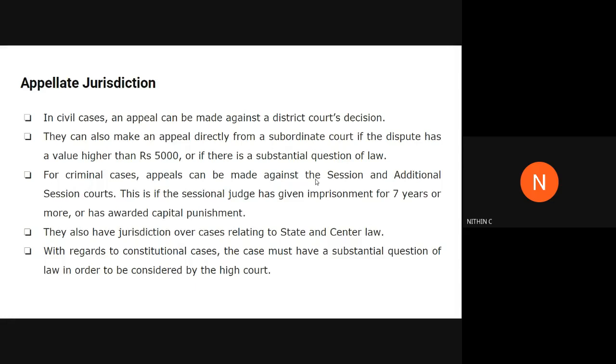For criminal cases, appeals can be made against the session and additional session court. ഈ സെഷൻ കോർട്സും അഡീഷണൽ സെഷൻ കോർട്സും ഒക്കെ ഹൈക്കോടതിന് കീഴിൽ വരുന്നതാണ്. So appeals can be made against the session and additional session courts. This is if the sessional judge has given imprisonment for 7 years or more or has awarded capital punishment. They also have jurisdiction over cases relating to state and central law. With regards to constitutional cases, the case must have a substantial question of law in order to be considered by the High Court.